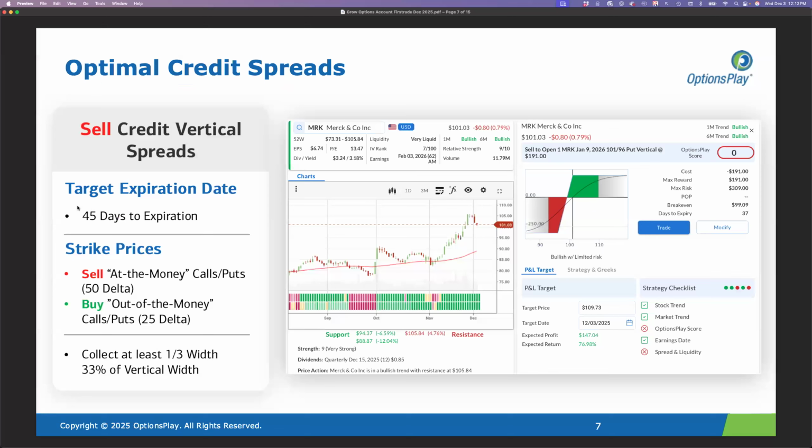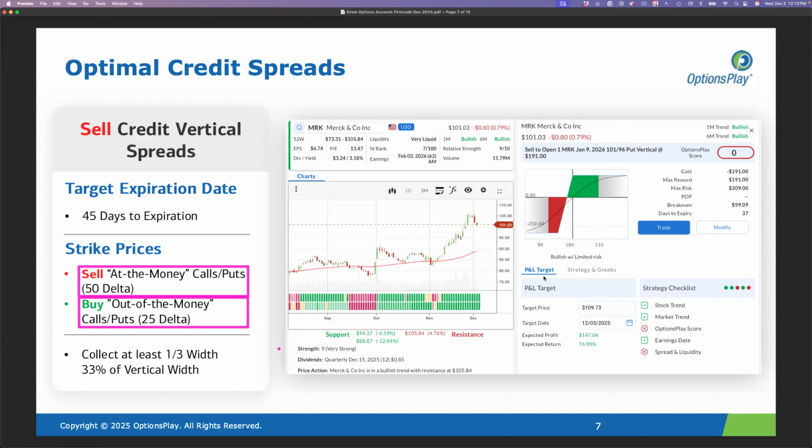And the optimal credit spread is going out roughly 45 days from expiration. So as you can see right now, Merck is trading at around 101. Looking at the 45-day expiration, we're roughly going out to January expiration. What we're trying to do is sell the at-the-money call or put, depending on whether we're bullish or bearish, and then buy an out-of-the-money call or put against that. We're specifically buying the 25 delta call or put.